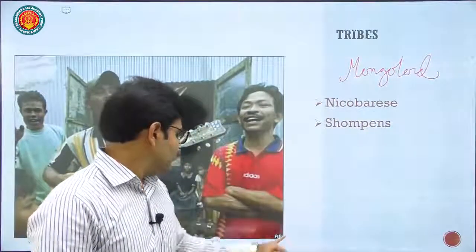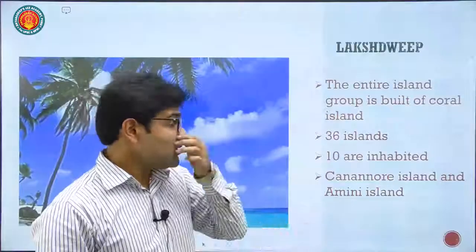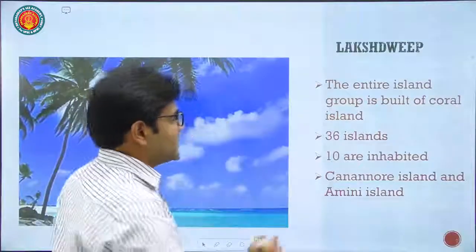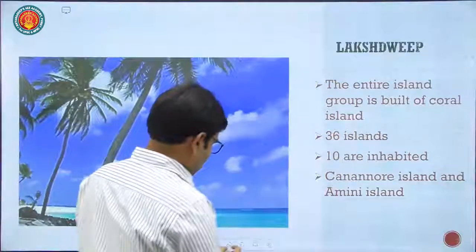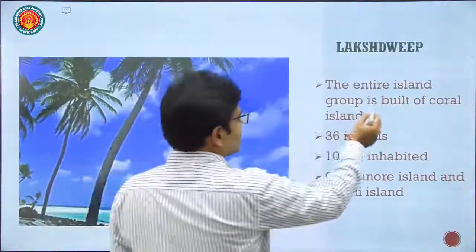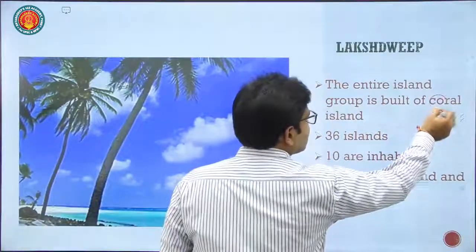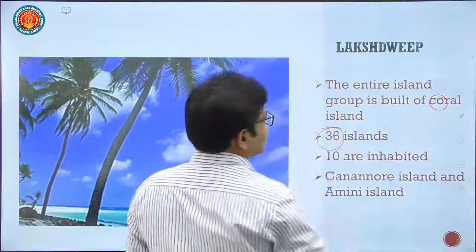Now we will study the Lakshadweep Islands. The entire island group is built of coral islands, so they are coral in origin. There are 36 islands.